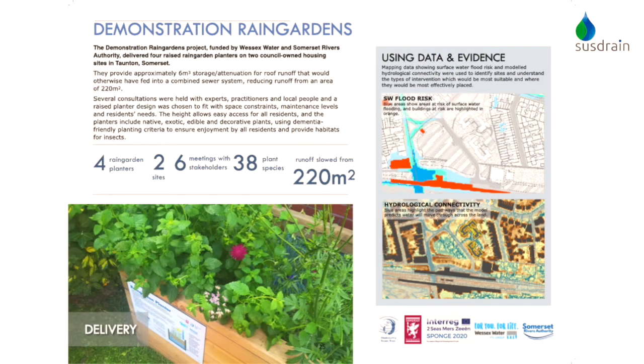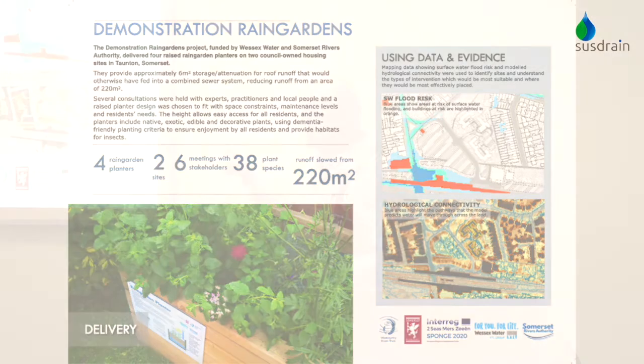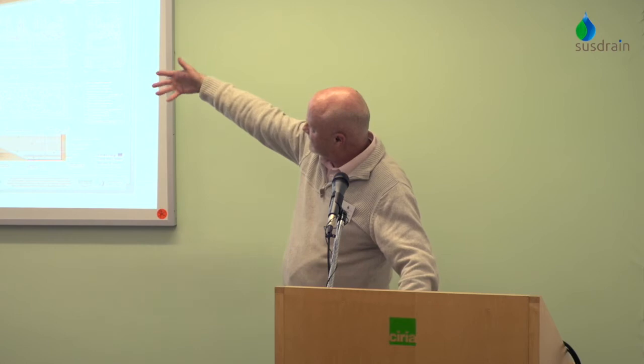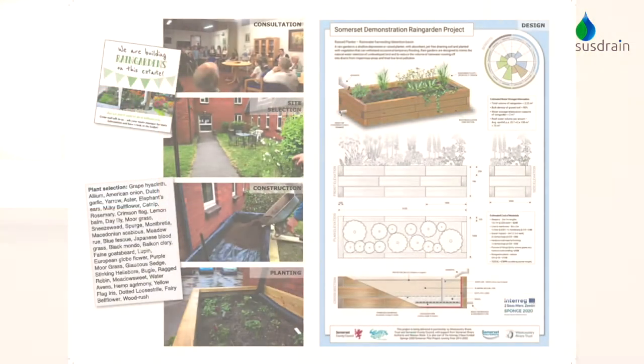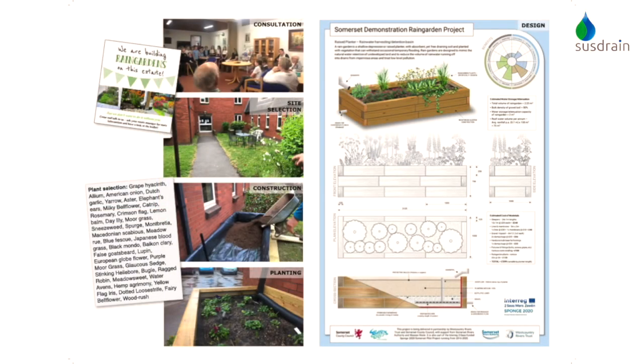Demonstration rain garden. Early on, we did this with the old people's home, and we used the data and evidence. Taunton had a lot of flooding. This is down by the railway station. A lot of it was coming from this Kilkenny Court area. So we thought we'd do a few projects based around that area, and it was a planter type system. You know, the sort of thing, planting, construction, working with the community. What did they want? Where did they want it? It's about that engagement element.